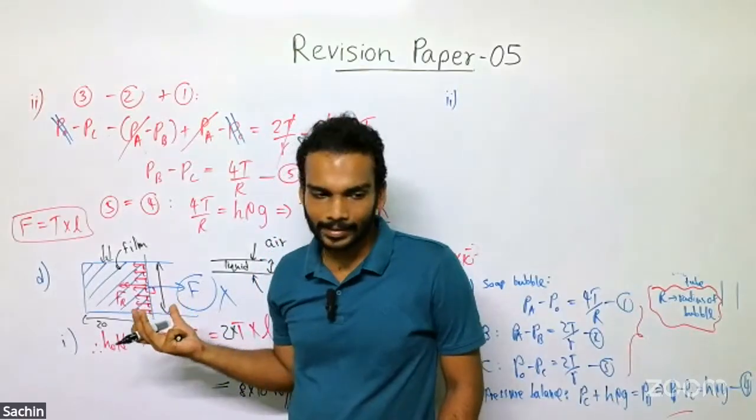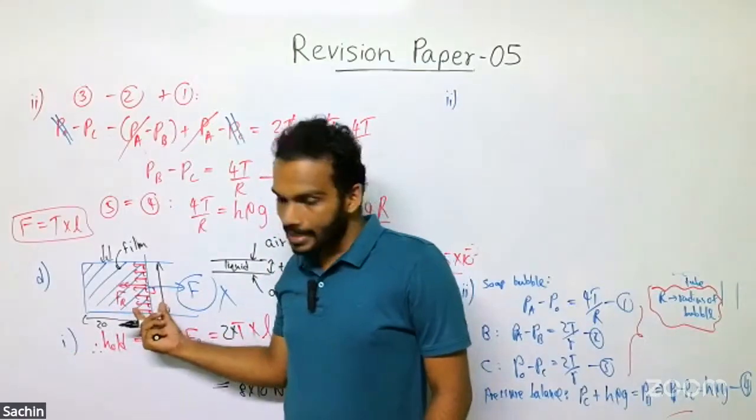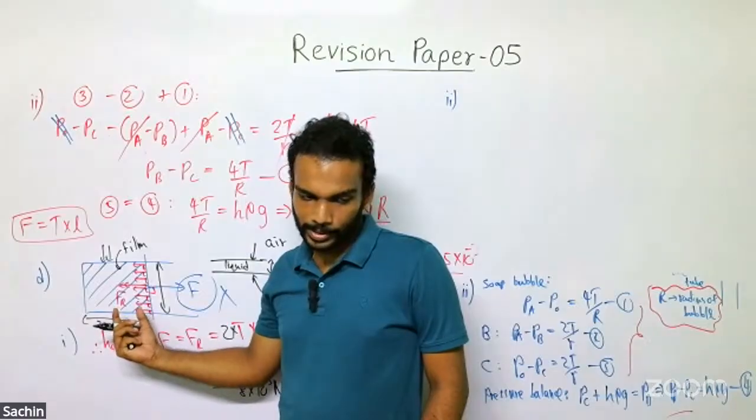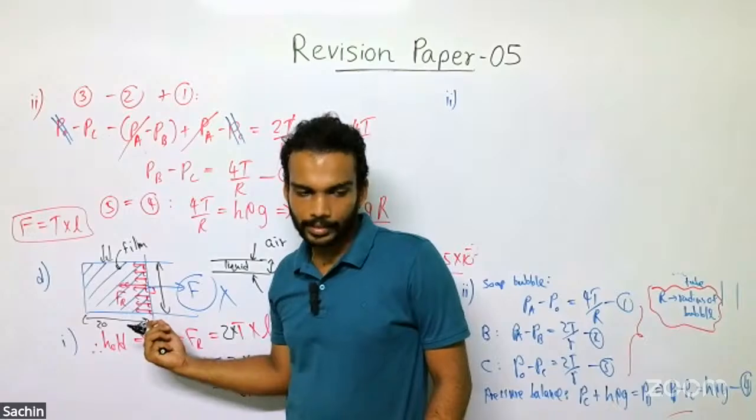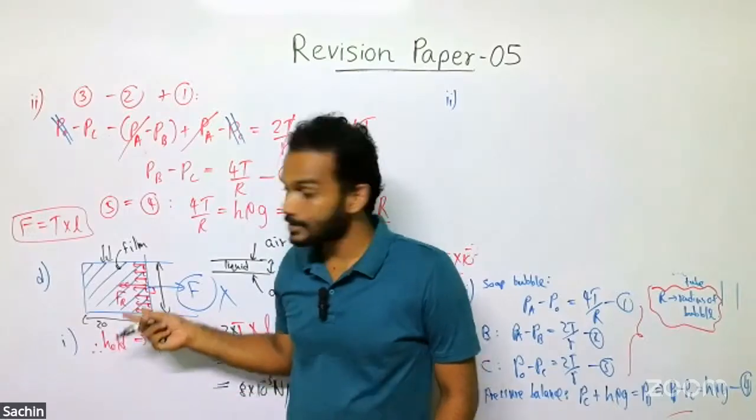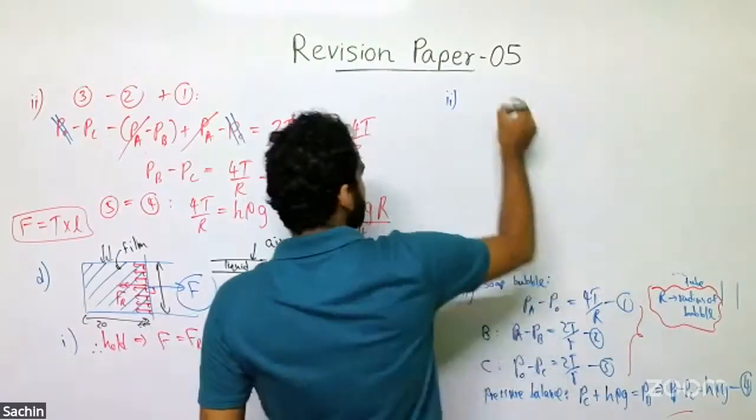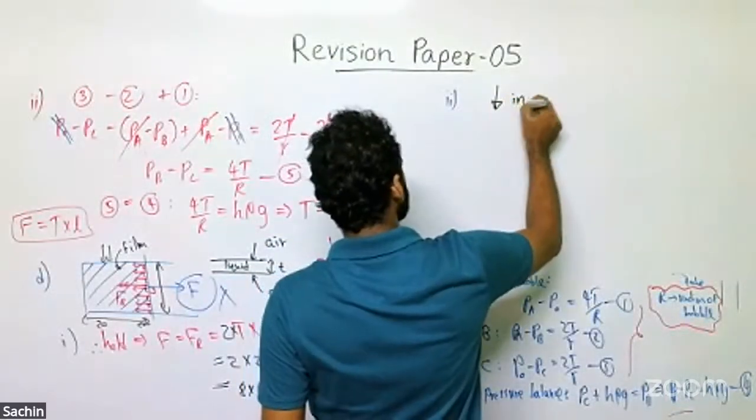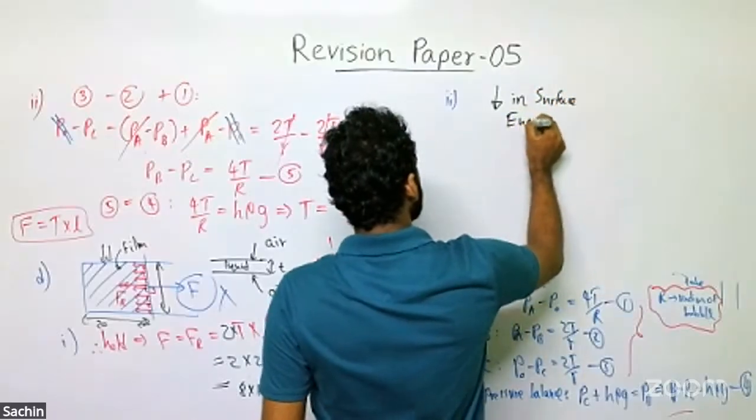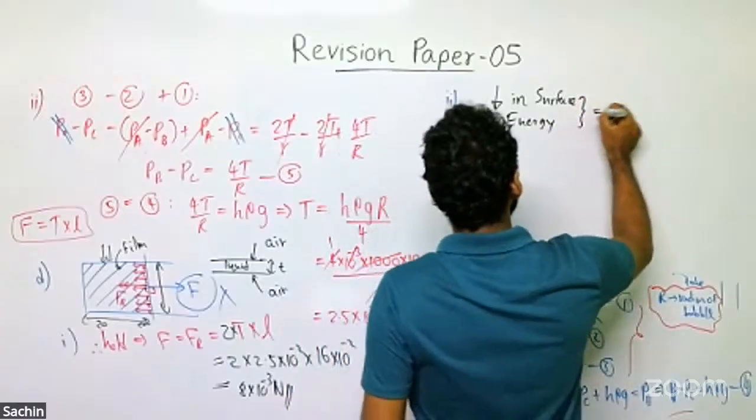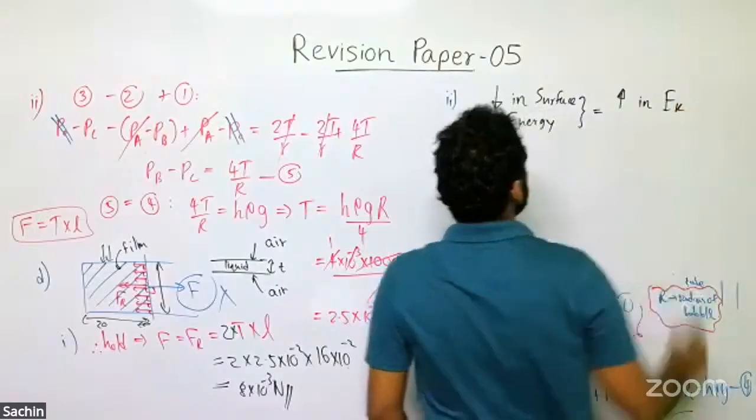So if there is an area, in that area there will be some surface energy stored. Obviously, this area getting reduced means it is losing some surface energy. So that surface energy should be transferred into some other form, that is the kinetic energy of this wire. See how beautiful is that. So the decrease in surface energy is equal to the increase in kinetic energy.